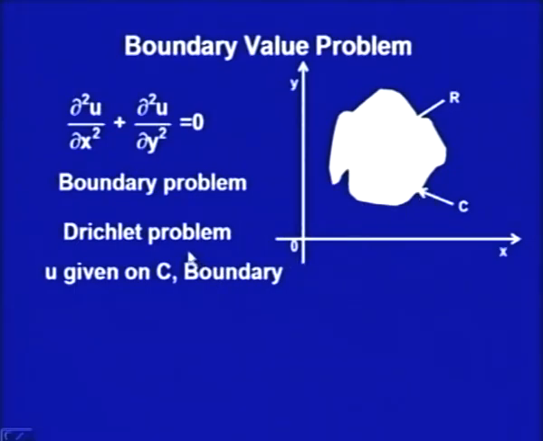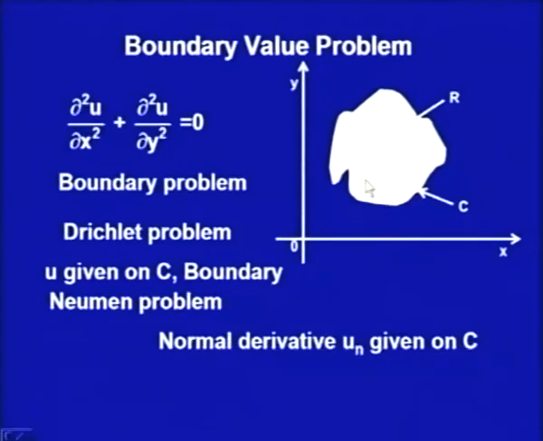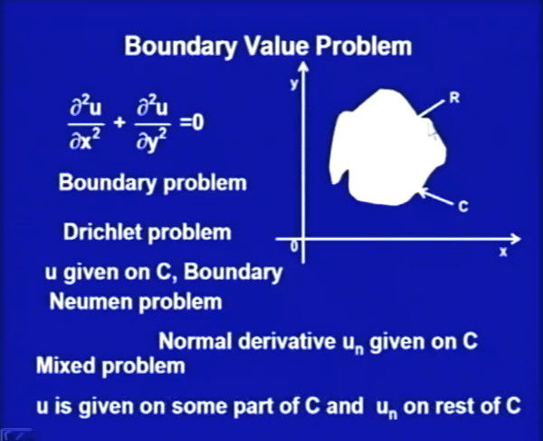If it is given, then it is called the Dirichlet problem. Because this Cauchy problem is not well posed, its normal derivative with respect to t may not have a unique solution. The other problem which will give me the solution is called the Neumann problem, in which the normal derivative u_n is given on this boundary C. Or we may have mixed kinds of problems in which on some part of C the u is given and on the rest of C the u_n is given.